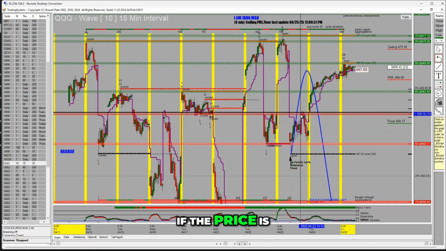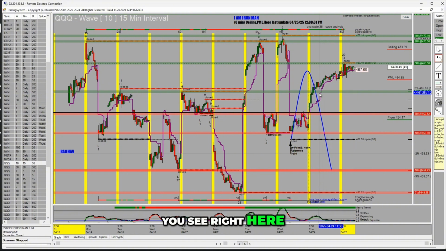If the price is above the vector, it means the price is bullish and the vector is going to work as a support. When the price is below the vector, below the pivot, it means that the price is going to take resistance from the vector. Here, the purple line is the vector. This purple line that you see right here is the vector.